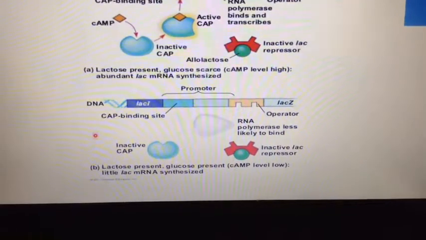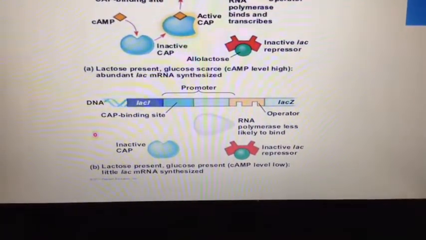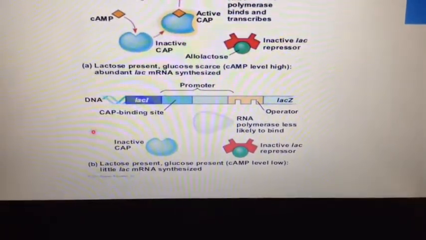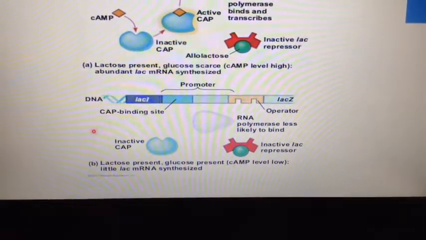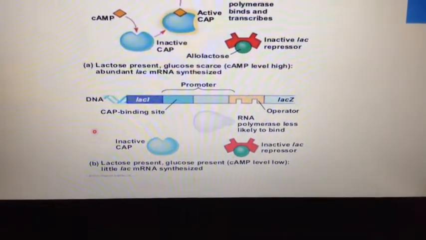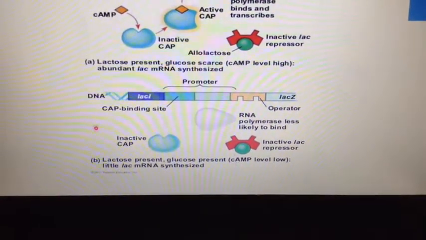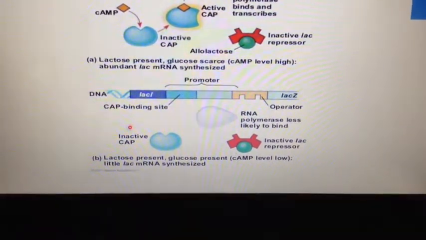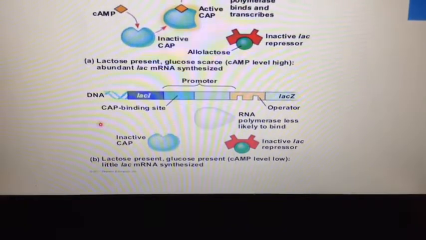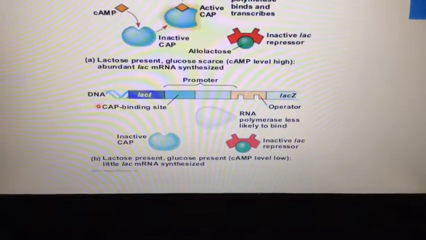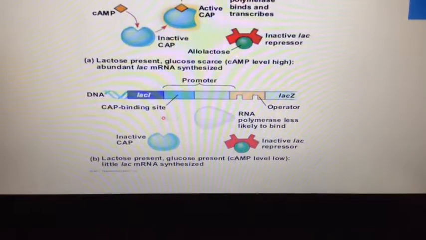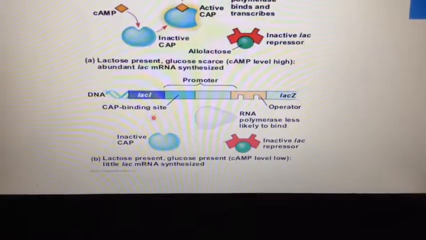Now this can be seen as economization because when glucose is present, even if lactose is also available, the cell is going to preferentially catabolize glucose. So it's going to make really little use of the lactose-utilizing enzymes. It's not going to waste time and energy creating enzymes needed to break down lactose into sugars when it's already got the sugar glucose available to it.